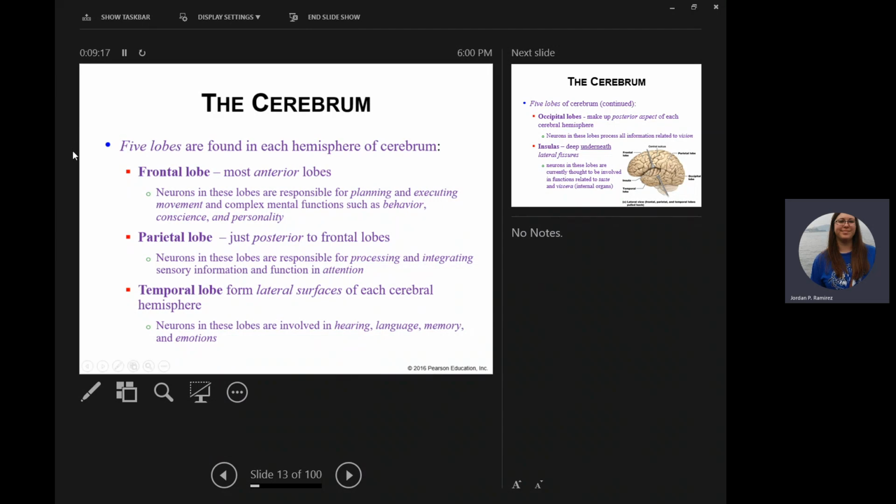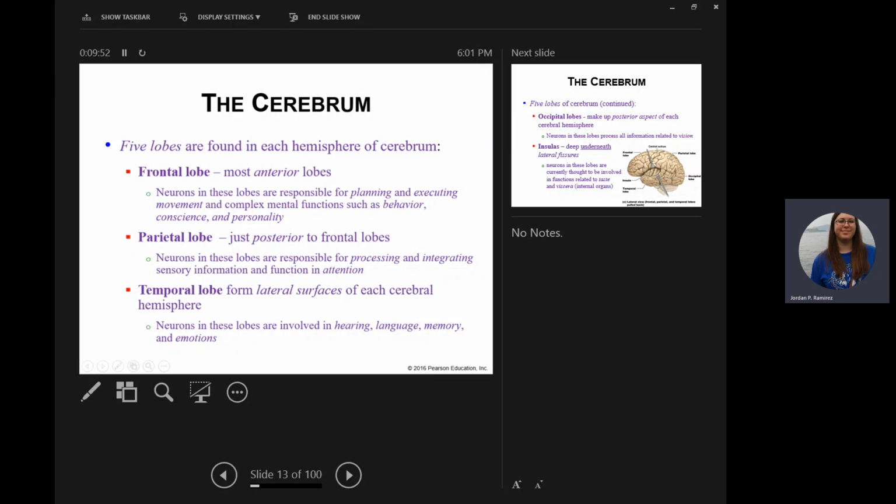All right, so you have five lobes that are found in each hemisphere, both the right and left sides of the brain. The frontal lobe is the most anterior of the lobes. Neurons in these lobes are responsible for planning and executing movement and complex mental functions such as behavior, conscience, and personality. That's why when people have frontal lobe damage, personalities are kind of changed. They can be kind of like zombies, with no personality, because the frontal lobe is essentially scrambled, which is another interesting topic in history. If you ever want to look that up, you should definitely do it.